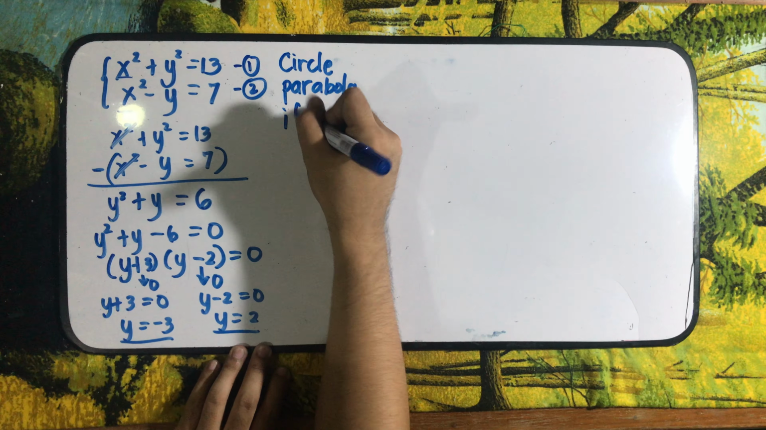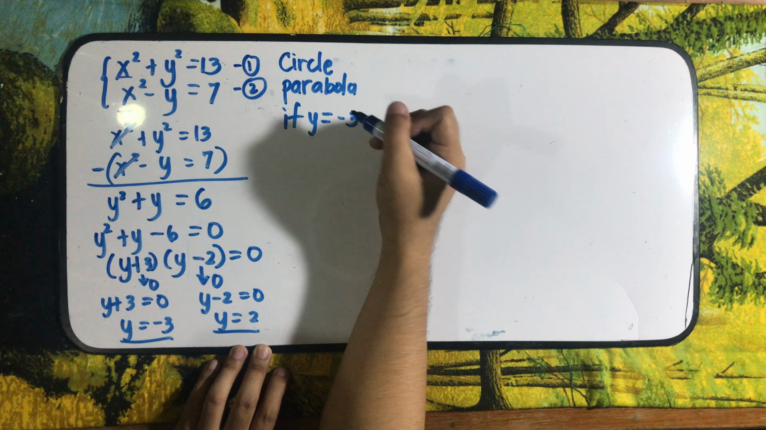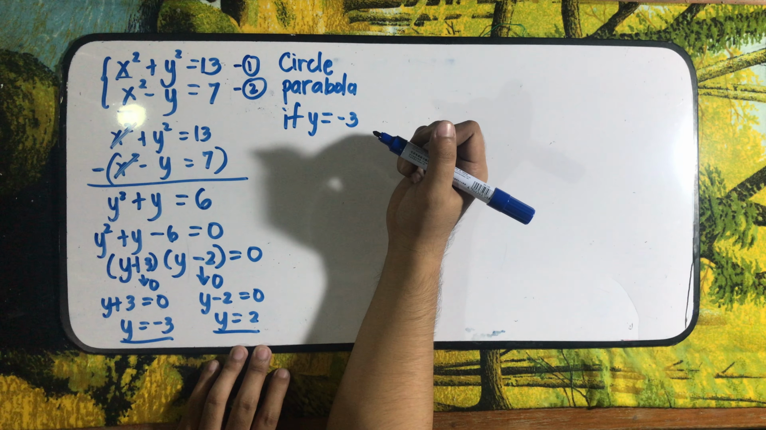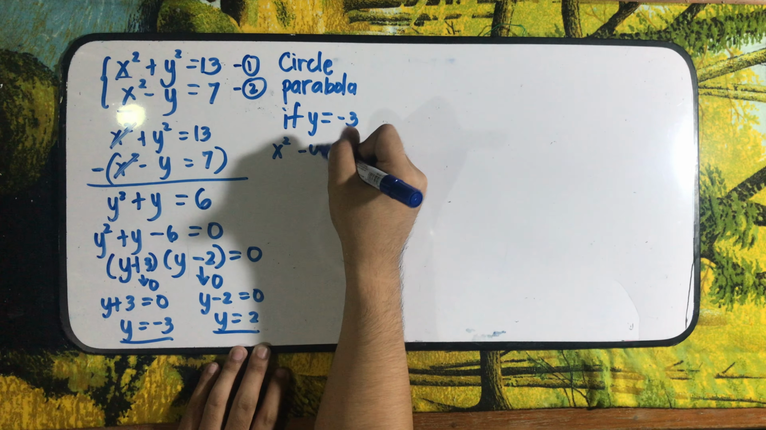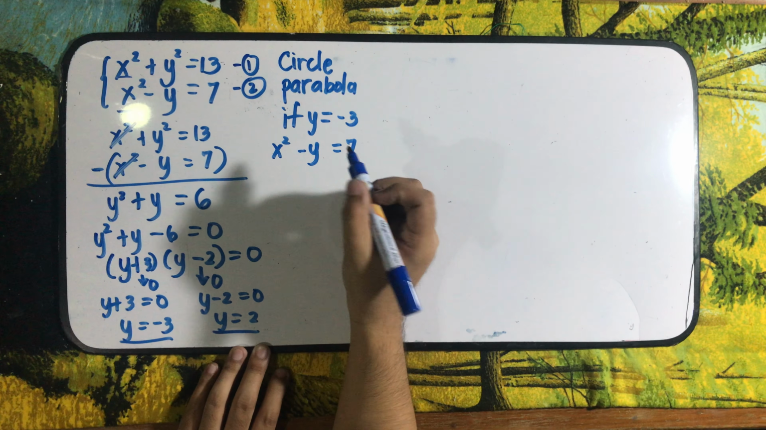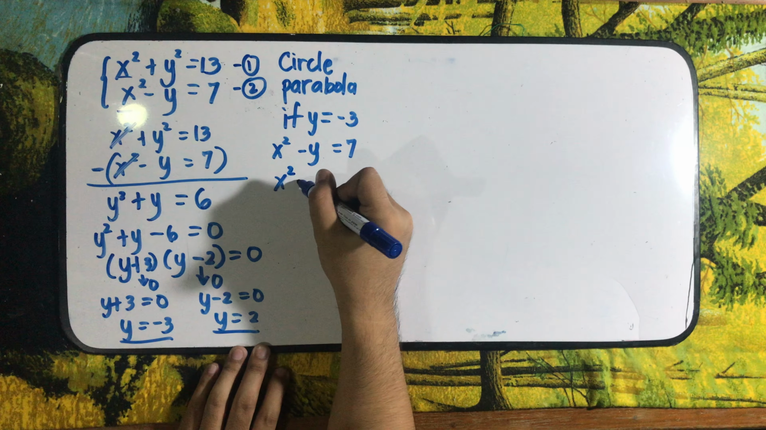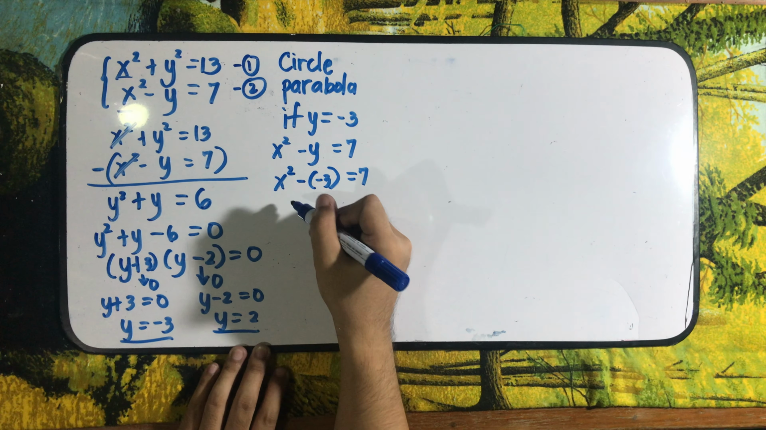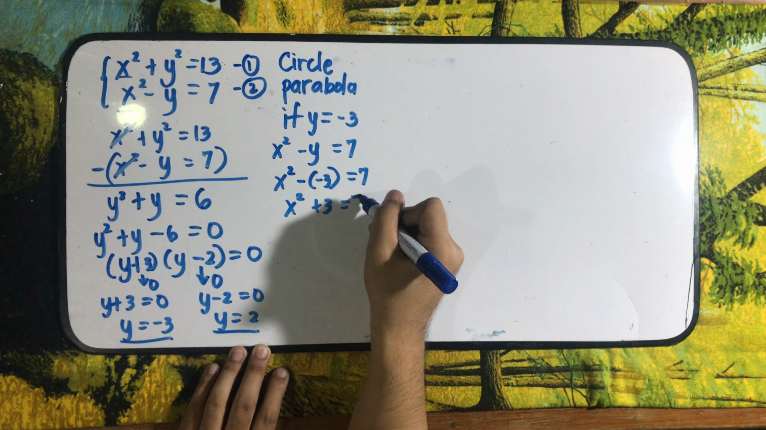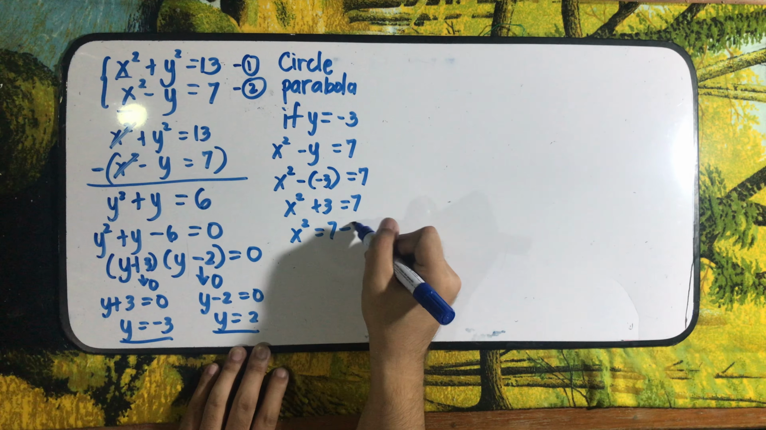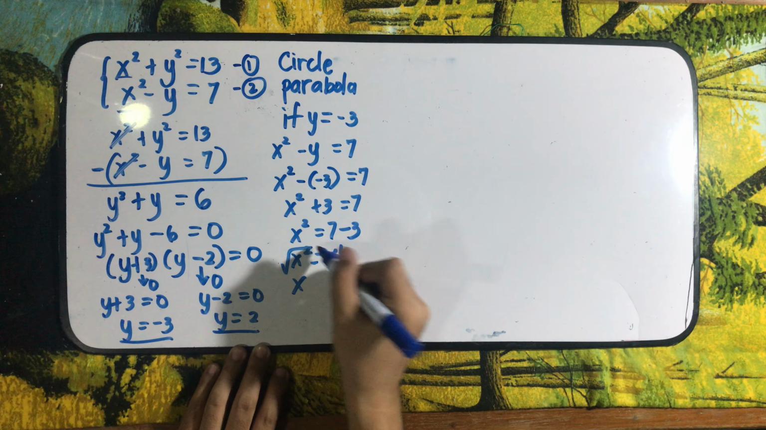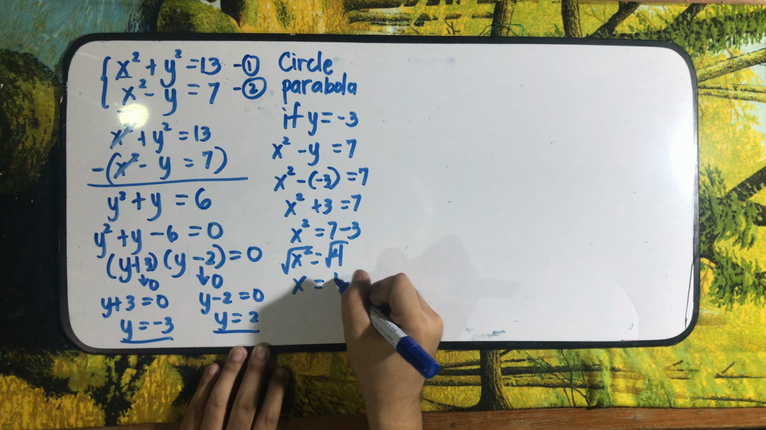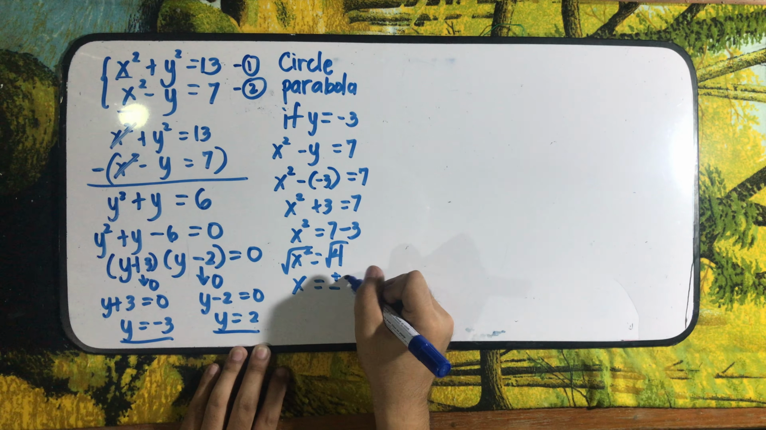If y is equal to negative 3, we use the second equation. This becomes x squared minus y is equal to 7. Therefore, x squared minus negative 3 is equal to 7, that is x squared plus 3 is equal to 7. We have x squared is equal to 7 minus 3, which is 4. Get the square root of both sides. Square root of x squared is x, square root of 4 is plus minus 2. We have two values of x whenever y is equal to negative 3.